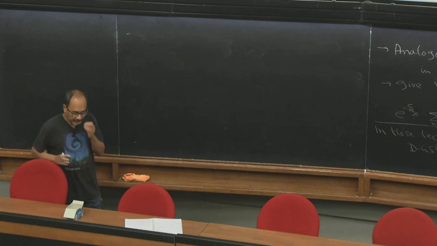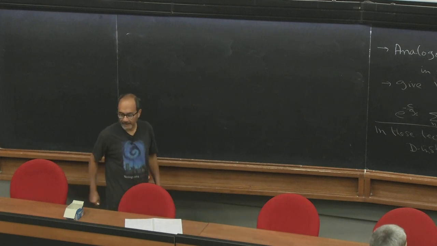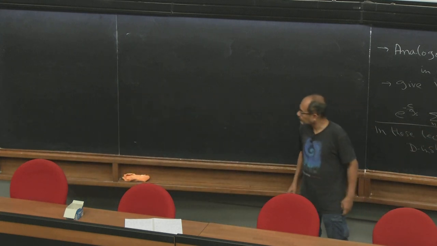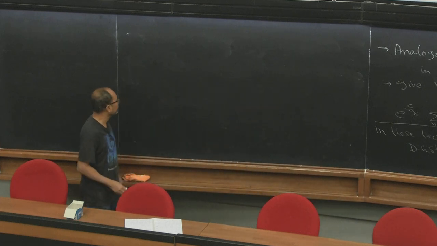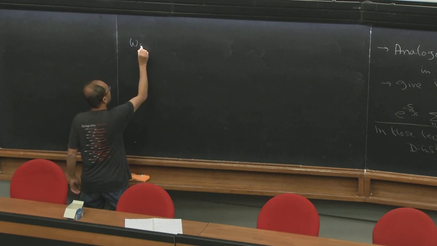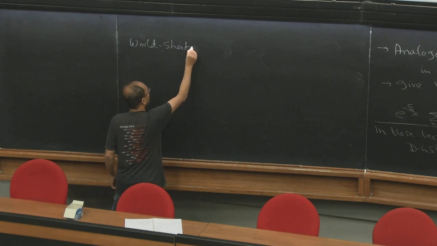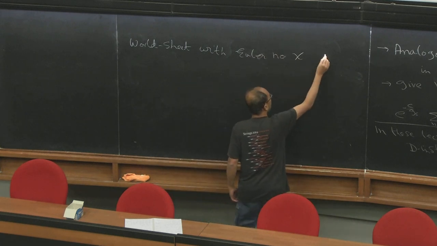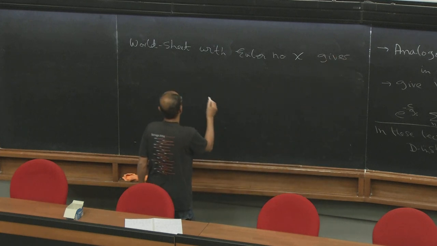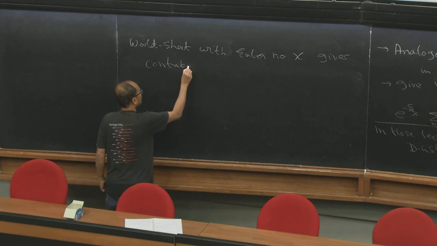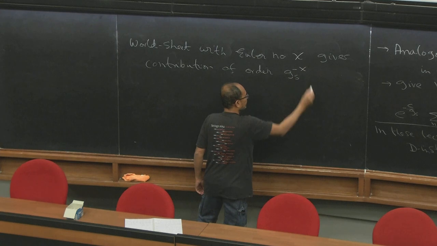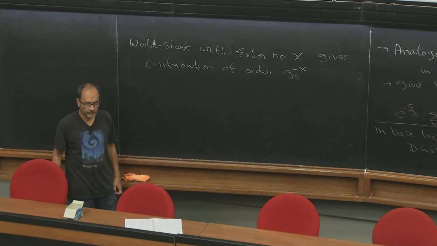Okay, so now let me describe how to organize the D-instanton amplitudes. Because you want to do this power series, which are the ones which give dominant contribution in this power series? Here we are going to use the usual rules of string perturbation theory, and that is the following: a worldsheet with Euler number chi gives a contribution of order g_s to the minus chi. That's the standard rule in string perturbation theory, and that holds even in the presence of D-instantons.